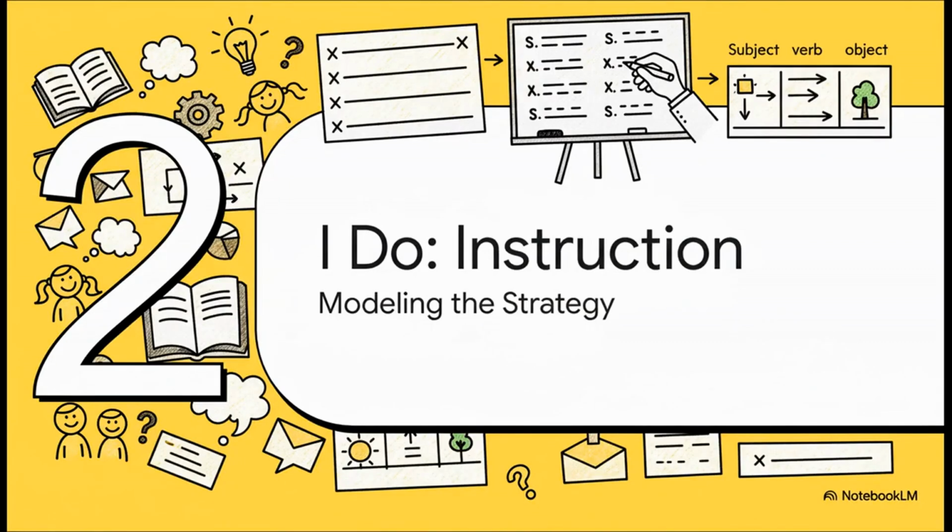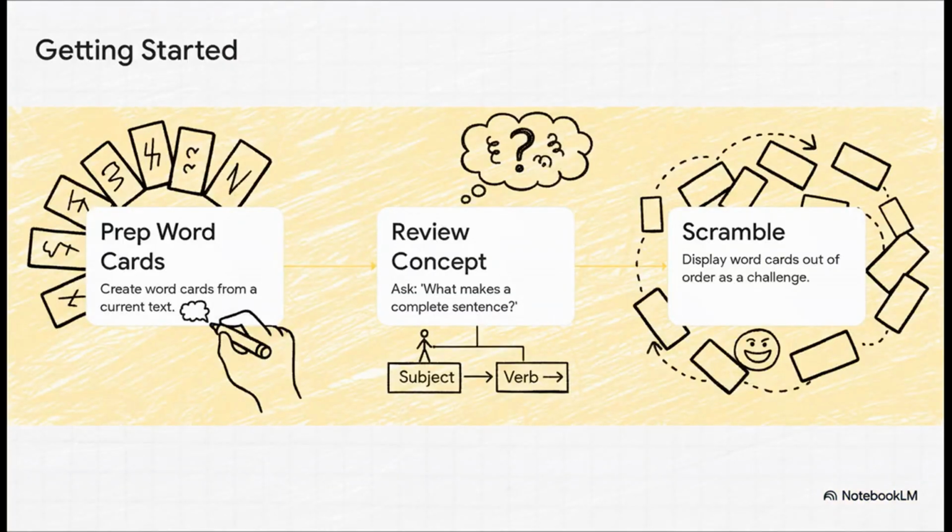Okay, now for the I do part. This is where you, the teacher, take center stage. Let's look at how you can model this whole strategy, starting with that explicit teacher-led instruction, where you do all the heavy lifting up front. Your prep for this is super simple, but it's really important. You're just going to make some word cards from a text you're already using in class. That way, it's relevant. Then you'll do a quick review of, hey, what makes a complete sentence? And boom, you're ready to hit them with the scrambled sentence puzzle.